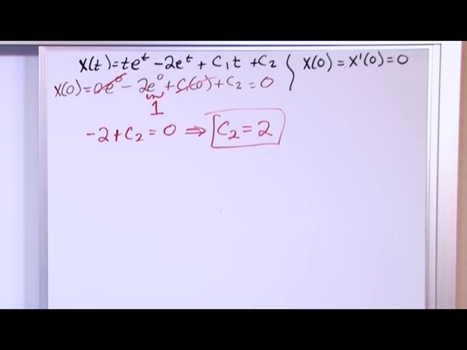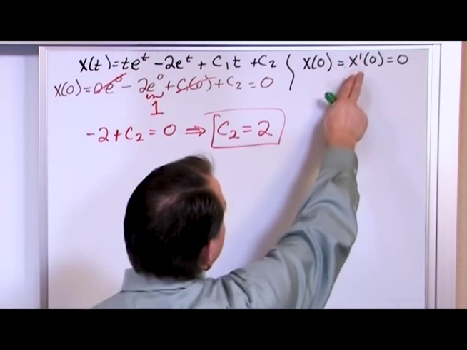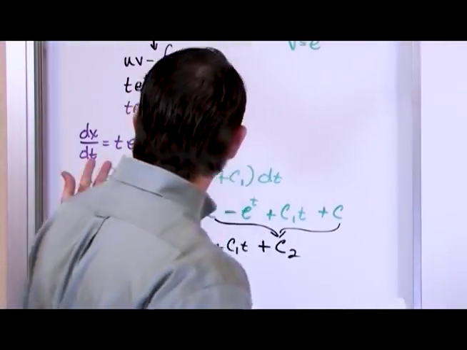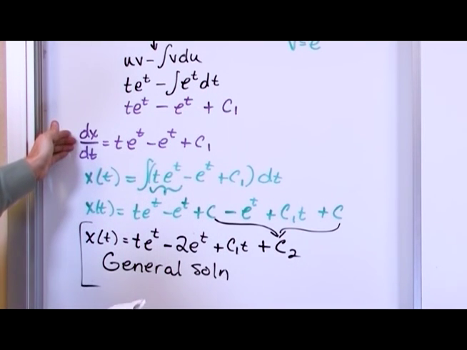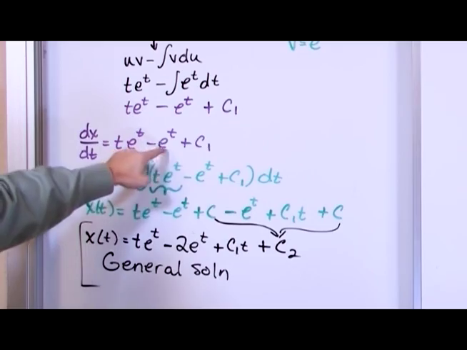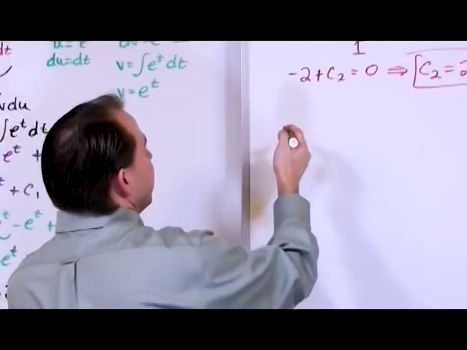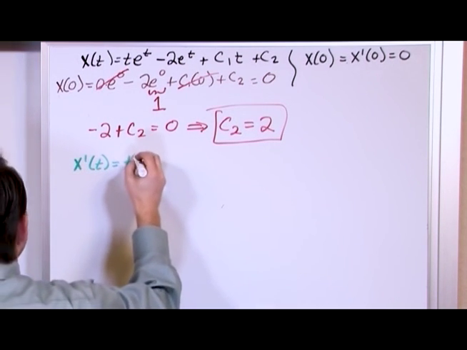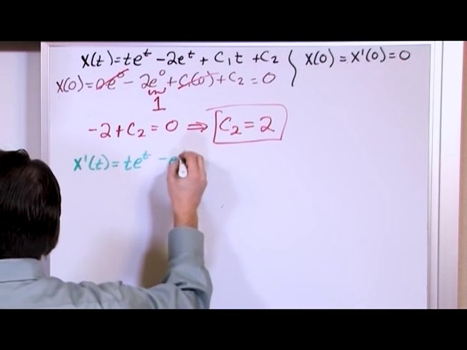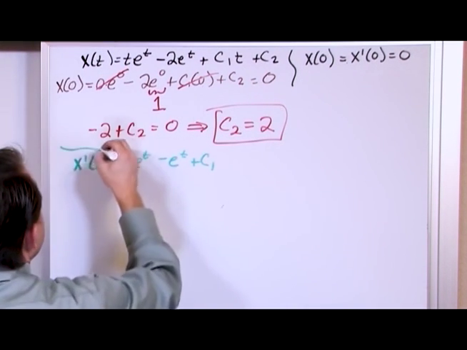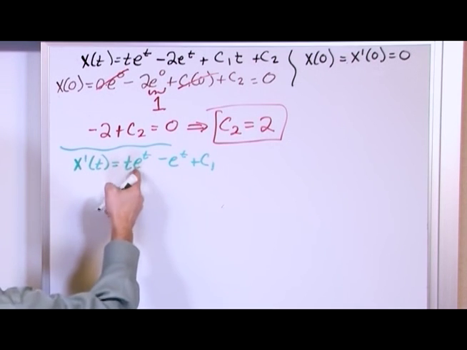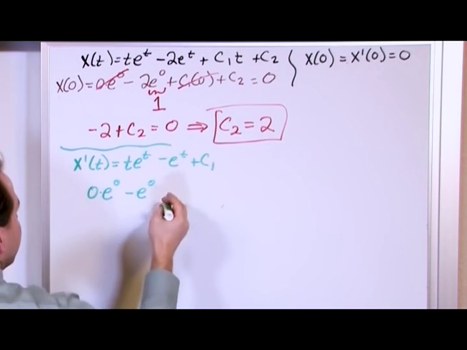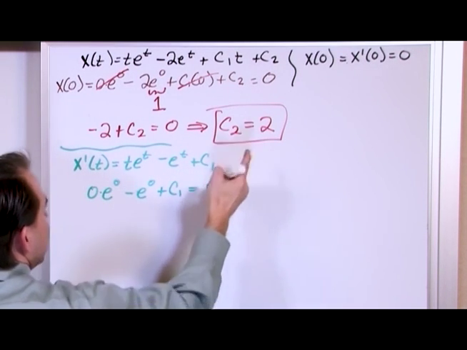Now, next we need to have the first derivative and plug in for that. You could calculate the derivative here and then plug in. But if you look back, we already know what the derivative is. It's t e to the t. The first derivative is t e to the t minus this guy plus c1. So let me write that again just so we're all familiar with it. The first derivative, just copying over, t e to the t minus e to the t plus c1. That is what the first derivative is, so let's plug in for it. What we'll have is 0 times e to the 0 minus e to the 0, because time is 0, plus constant 1 is equal to 0.